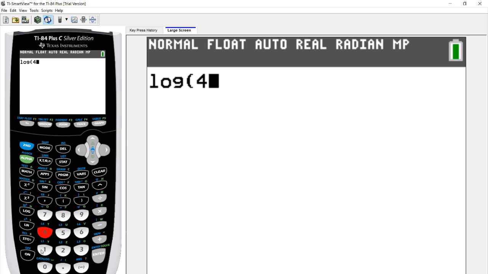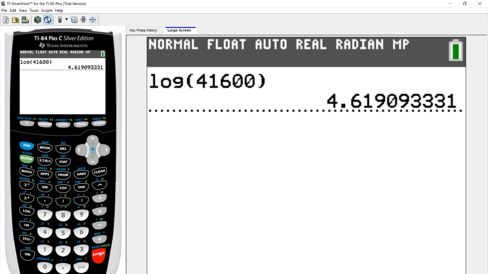I can put in my 41,600. And if you want to close the parenthesis, you can. You don't have to really. And then push enter. And we've evaluated log base 10 of 41,600. So there's the first problem. You can go back and look at that again. Let's take a look at the next problem.